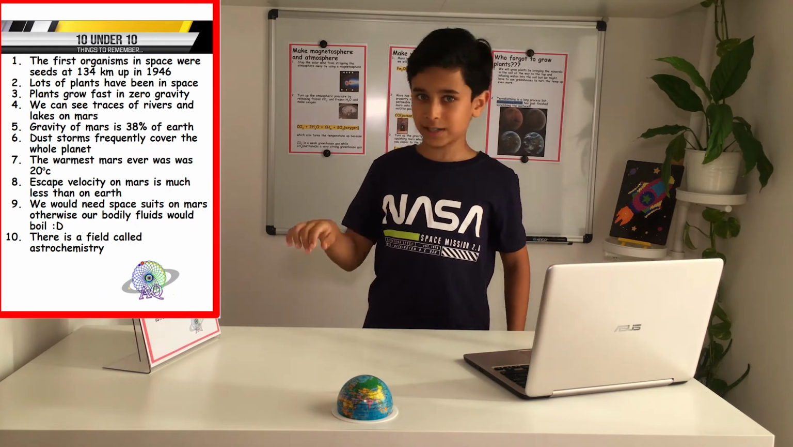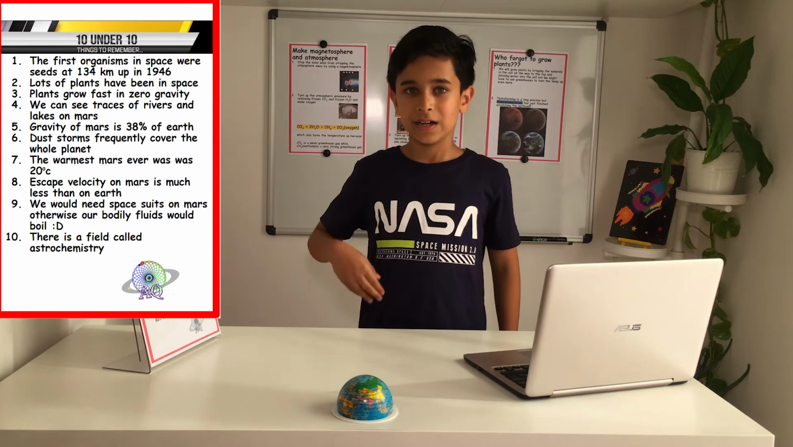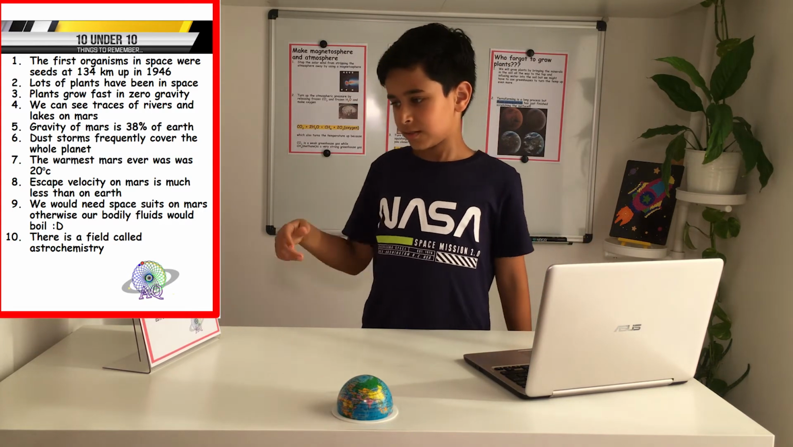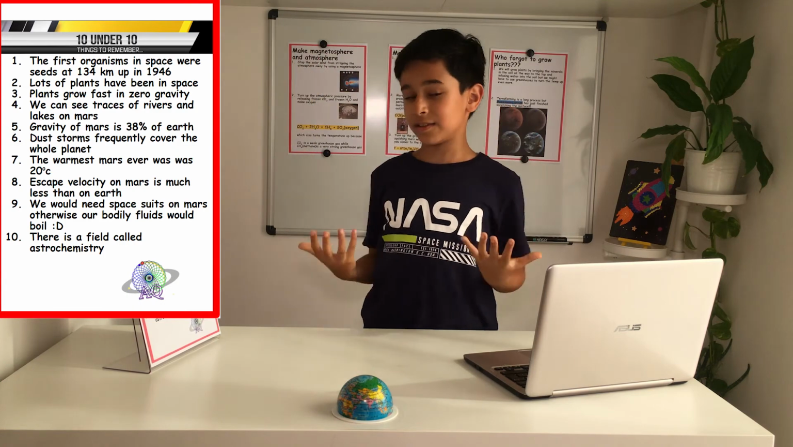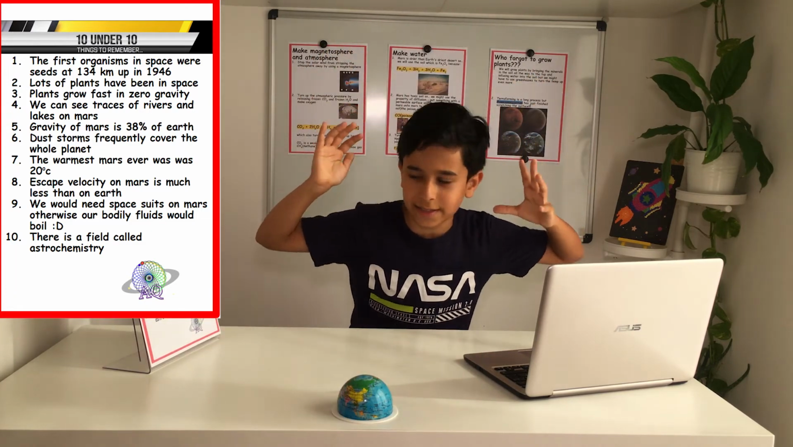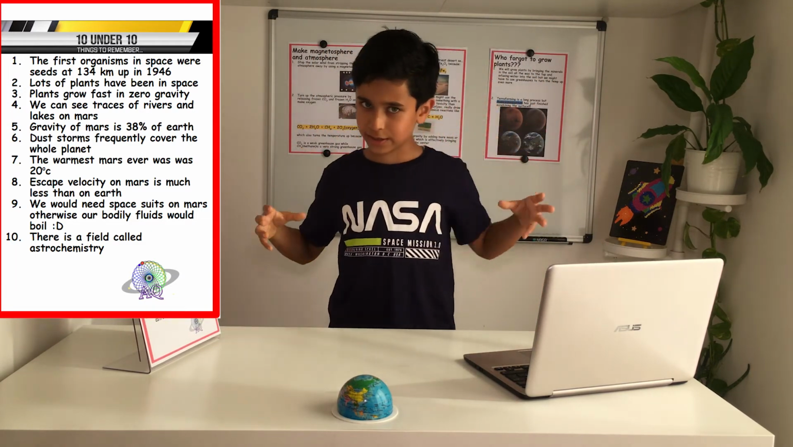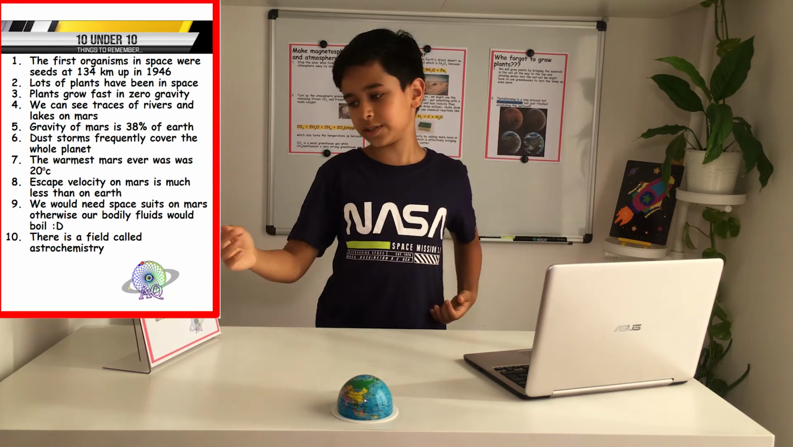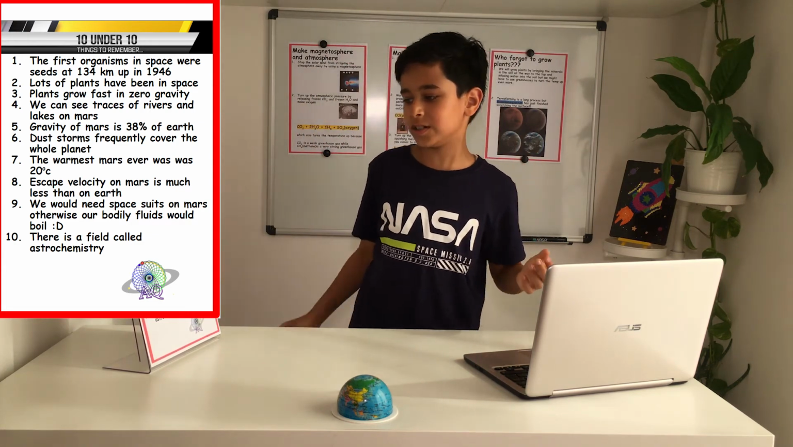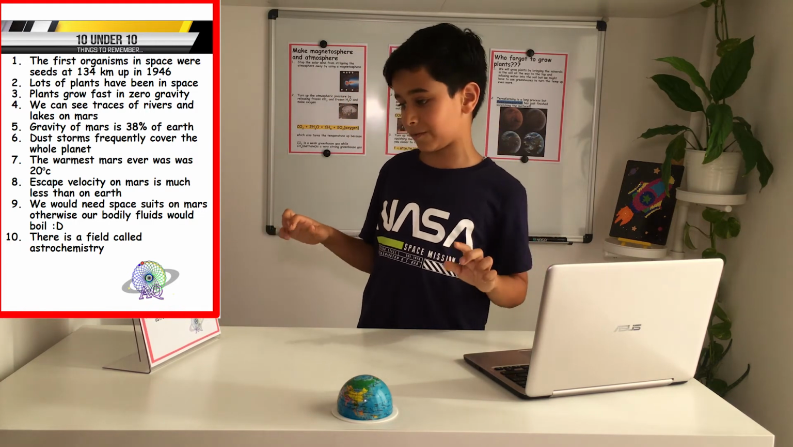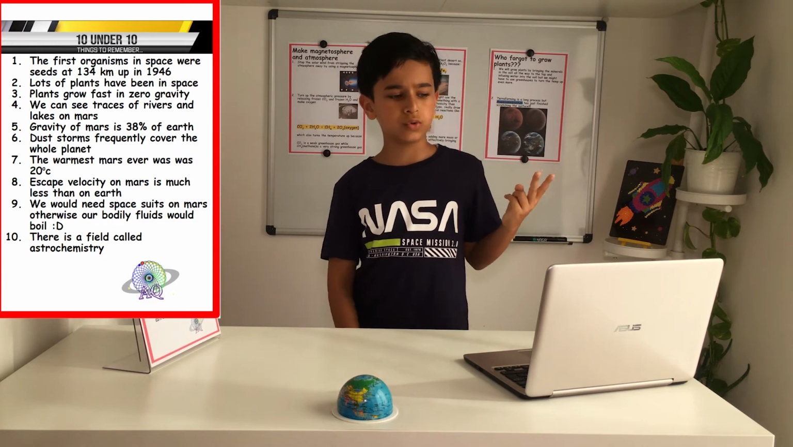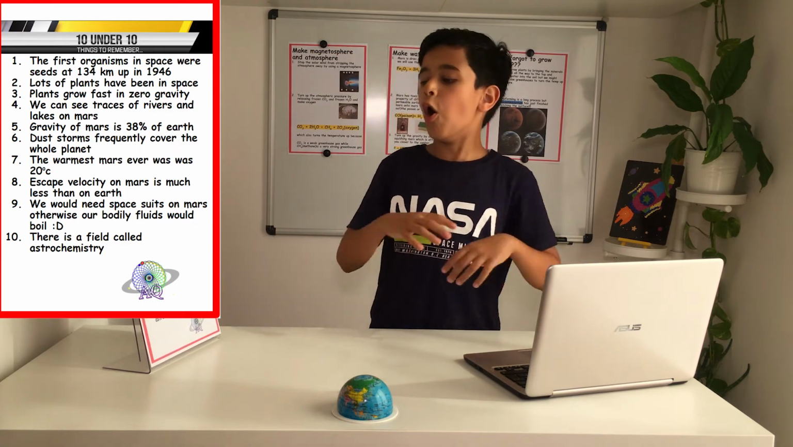2. Lots, and I mean a lot of plants have been in space. I think that there's been plants in space since like 19 something. 3. Plants grow faster in zero gravity than in Earth gravity because there's no gravity pulling them down. 4. We can actually see traces of dry, of course, rivers and lakes on Mars. How awesome is that? The gravity of Mars is 38%. That's not much. Of the gravity of Earth. That's less than half.